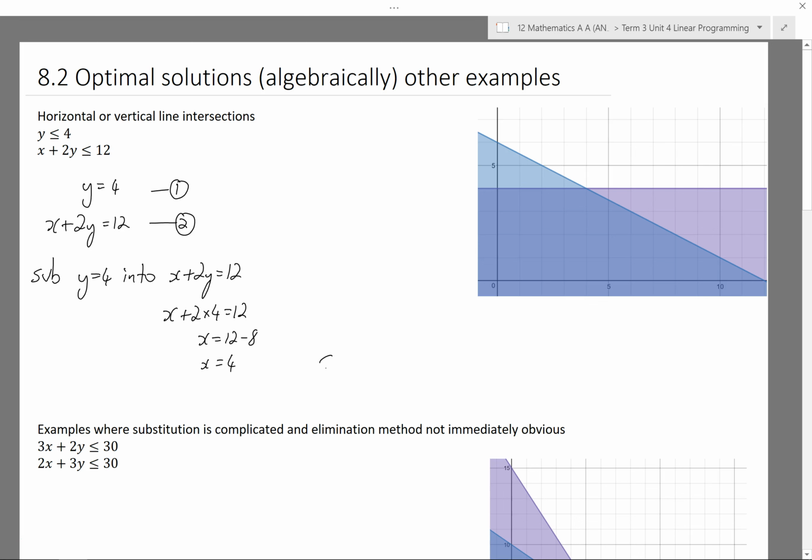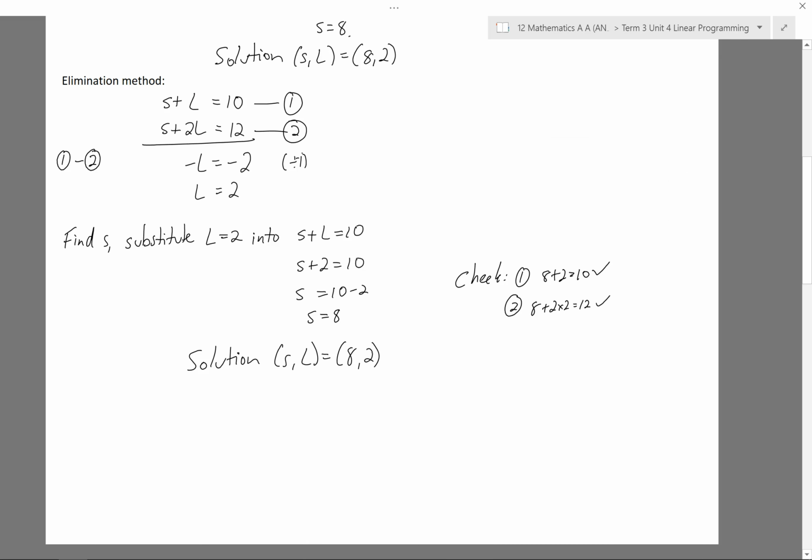Okay, so my solution in terms of x, y would be 4, 4. And I could check this. So equation 1, I'm going to substitute y equals 4 in there, so 4 equals 4, which is true. Equation 2, 4 plus 2 times 4 equals 12, is that correct? Yep, all good. So the solution's correct. I've just gone back and written the correct solution form in both of those ones on the previous page.